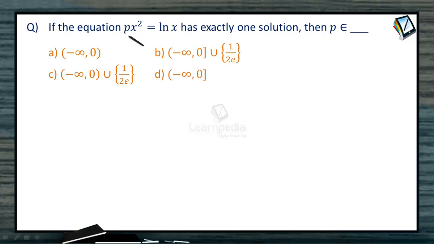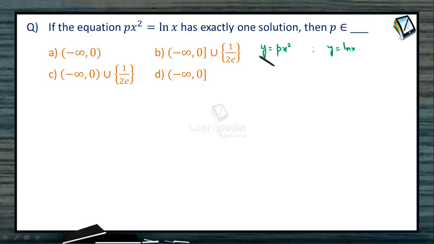Now the equation px square equal to ln x should have exactly one solution. Then the domain of p is required. Now if you look at this equation, there are two curves in this graph. What are they? One is y equal to px square and another one is y equal to ln x.